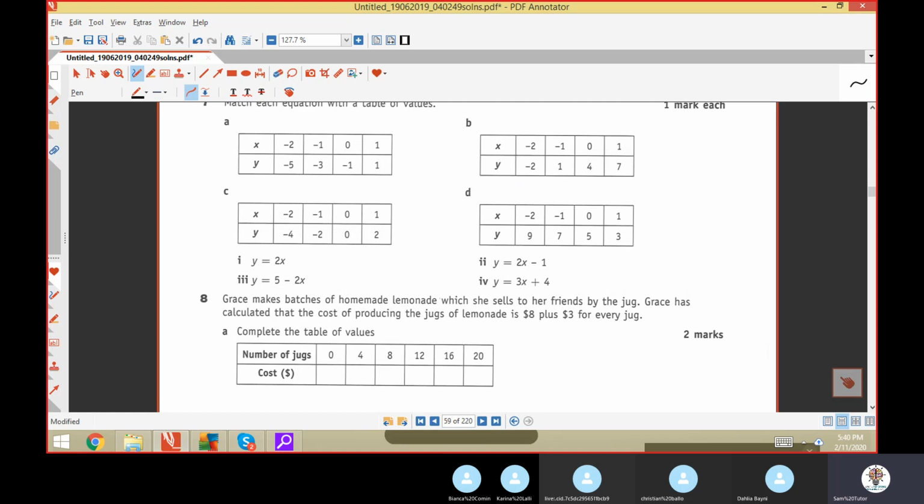You've done your equation. It should have been 8 plus 3x. You've done, I think, 8x plus 3. It's this plus 3 times this: 8 plus 3 times that.